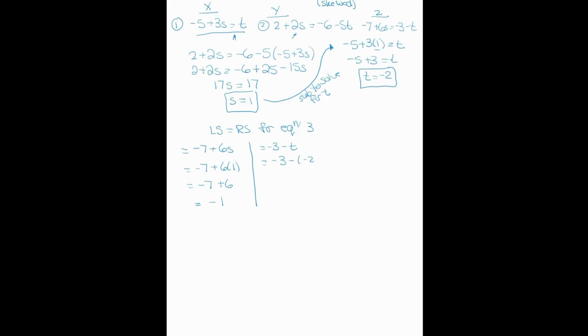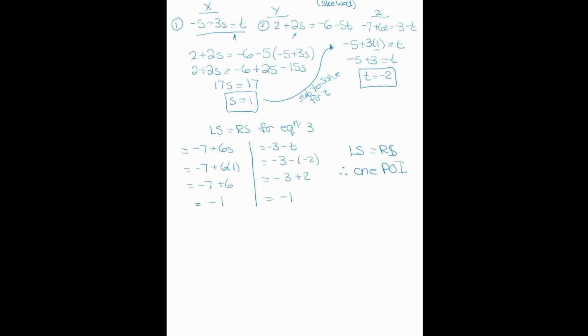-3 minus -2 equals -3 plus 2, which equals -1. My left side is equal to my right side. Therefore, there must be one point of intersection.